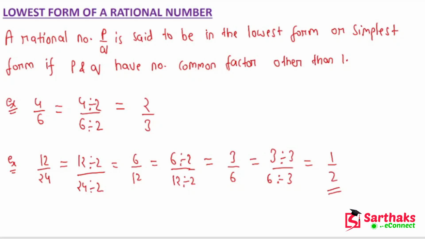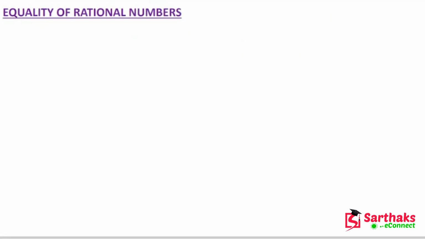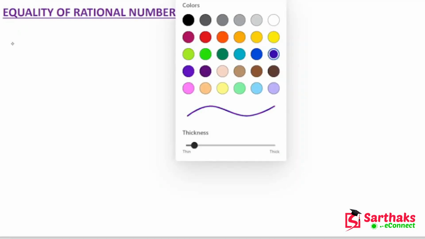Now let us come to the next topic, which is equality of rational numbers. When do we say that two rational numbers are equal? So let us define that. Let us define the equality.